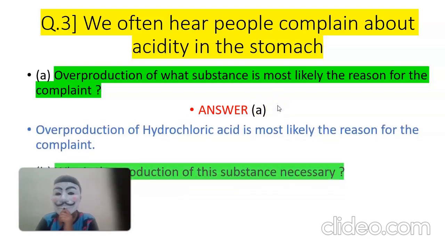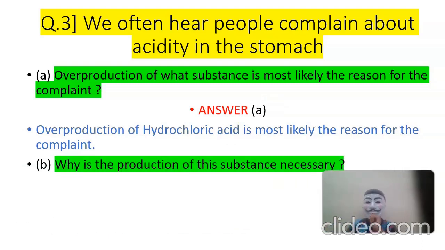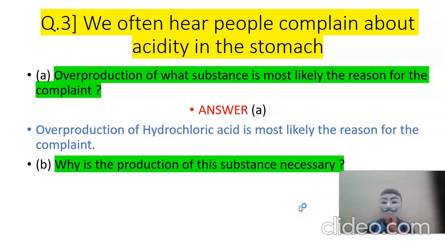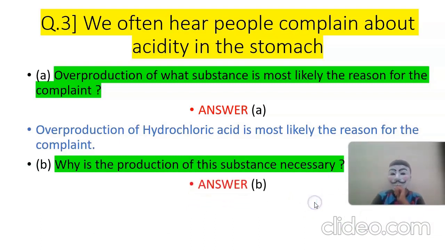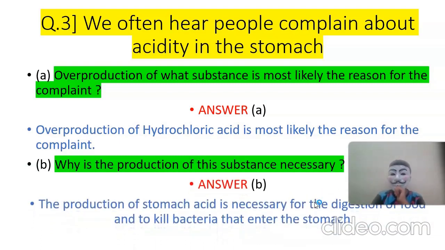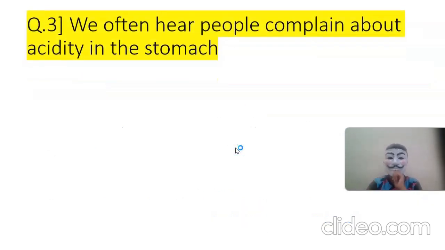Second, why is the production of this substance necessary? The production of stomach acid is necessary for the digestion of food and to kill the bacteria that enter the stomach.